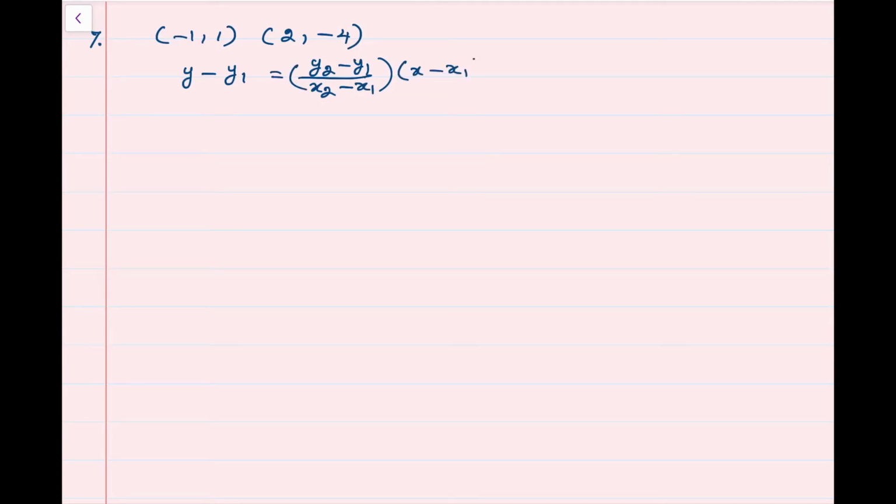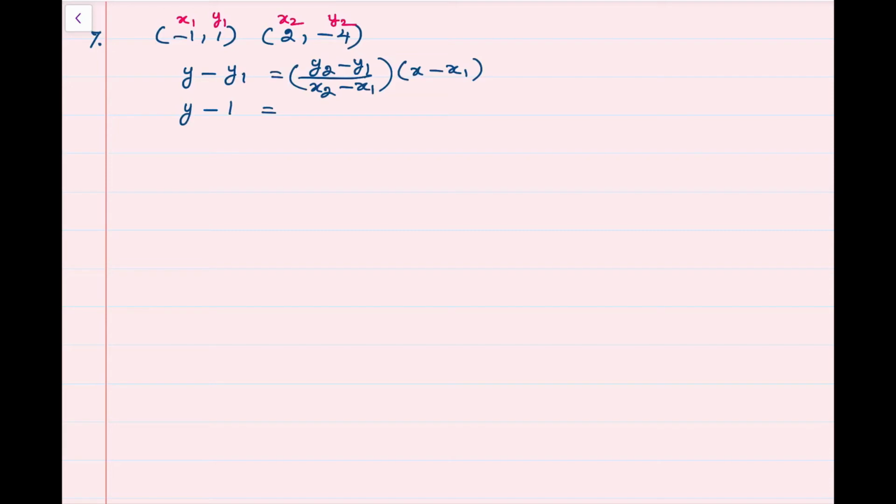Question number 7. Passing through the points (-1, 1) and (2, -4). We will use 2-point form. The formula is y minus y1 is equal to y2 minus y1 divided by x2 minus x1 times x minus x1. We will take the first point as x1, y1, second point as x2, y2.